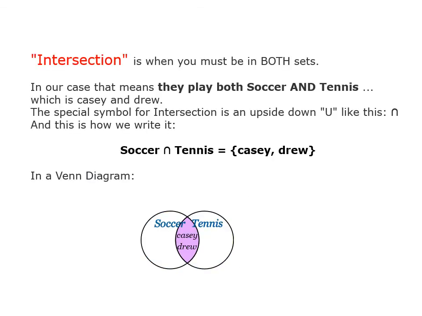Next one is your intersection, where you must be in both sets. In our case, that means they play both soccer and tennis, which is Cassie and Drew. The special symbol for intersection is an upside-down U like this one. So this is how we write it, in equation form. In our Venn diagram, this is our universal set and it is represented by this figure.